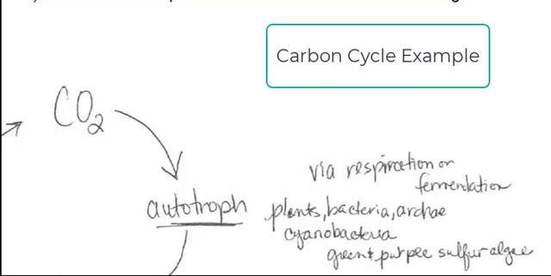So I'm showing you a little chunk of the answer key here to kind of get you on the right track. You can see up at the top, I have carbon dioxide, so that's atmospheric carbon dioxide. That's going to be used by autotrophs that you can see on the right side there via respiration or fermentation. And the autotrophs that we're talking about are plants, bacteria, archaea, cyanobacteria, green and purple sulfur bacteria, and algae. So all of those organisms are autotrophs that through respiration or fermentation are going to take carbon dioxide and turn it into something that I'm not showing you here so that you can finish the rest of the cycle.